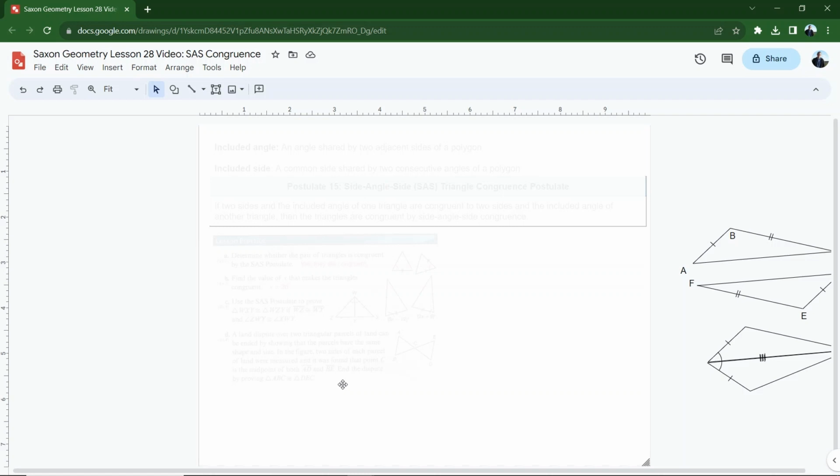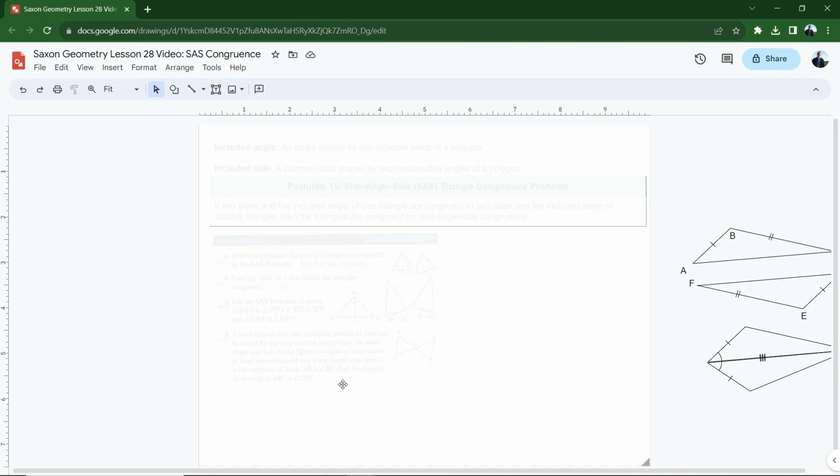Geometry students, in this lesson we are going to be talking about another form of triangle congruence known as side angle side congruence. So previously we learned that if three sides of a triangle are congruent to three sides of another triangle, doesn't matter what the orientation of those triangles are in space, those two triangles are congruent to each other because their three sides are congruent.